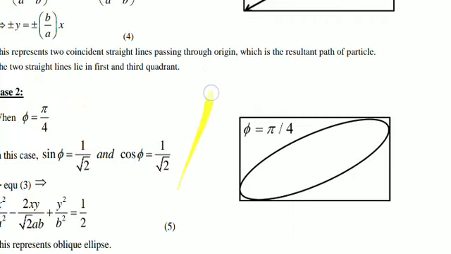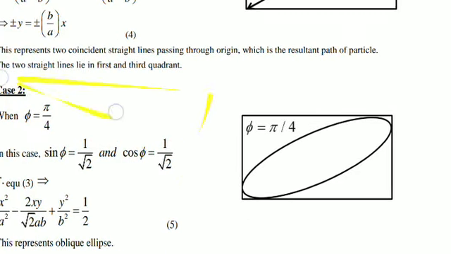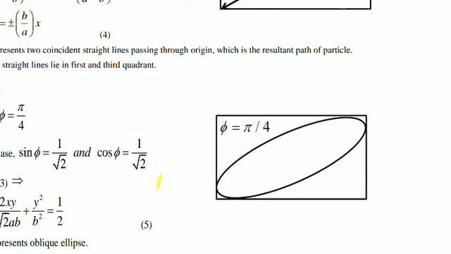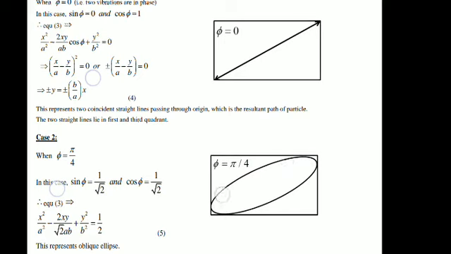Now what will happen if the phase difference is pi by 4? If phase difference is pi by 4 and if you put the value of sin phi and cos phi, then you will be getting this equation, equation number 5. And this equation number 5 is also the equation of oblique ellipse. This equation is the equation of oblique ellipse lying in first and third quadrant. So when phi is equal to pi by 4, you will be getting the structure of ellipse lying in first and third quadrant. In this case you will not be getting any straight line.